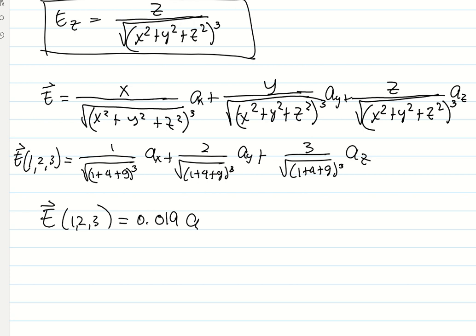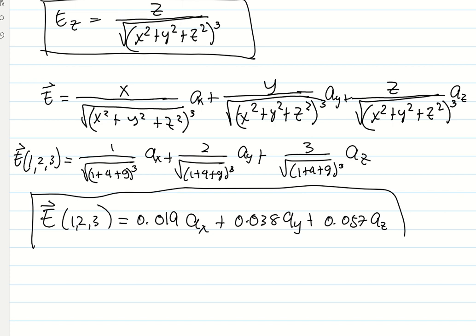0.019 in the x direction. Then for the z, 2 over this one, this is 0.038. In the y direction, this is y. And for the z direction, this is 0.057. So this is now our vector at 0.123. So this is the difference between a vector and a vector field.